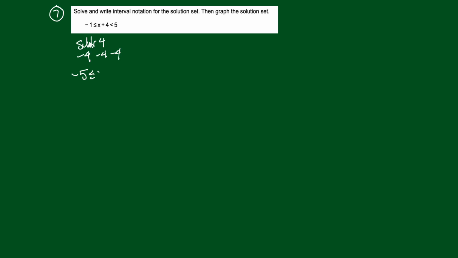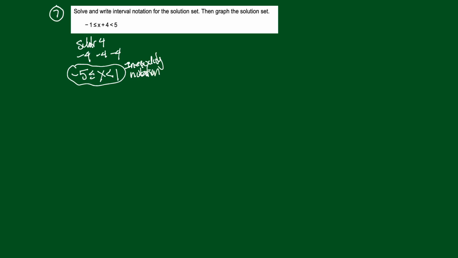That's less than or equal to x, which is strictly less than, got to pay attention to those signs there, 5 minus 4. Now 4 minus 4 is 0, it's gone, that's how we did it. But then 5 minus 4 is a 1. Okay, this right here, this is called inequality notation.